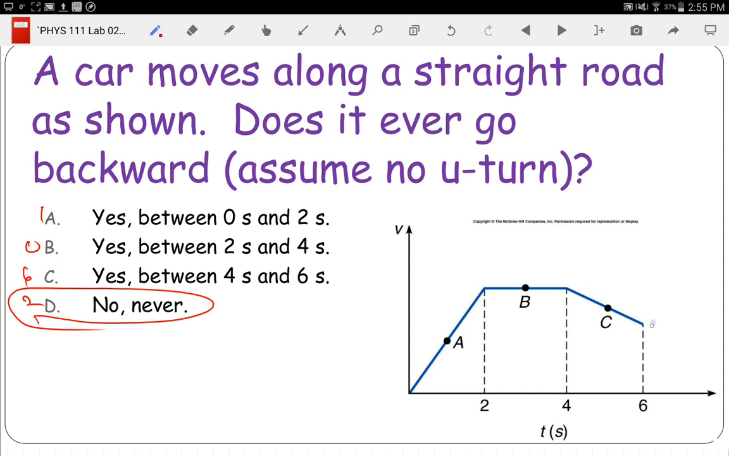So if it went like this, then it would have been going backward in this portion here.